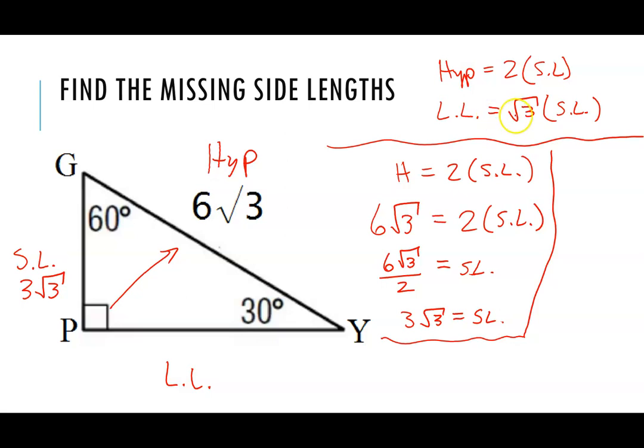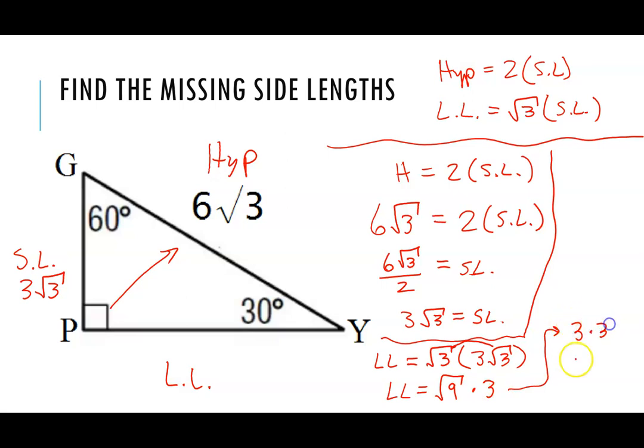The long leg is equal to the square root of 3 times the short leg. So long leg equals square root of 3 times the short leg, which we solved out to be 3 times the square root of 3. So once again, we have a couple square roots that need to multiply together. So the square root of 3 times the square root of 3 will create the square root of 9. And then we still just have this 3 on the outside. But really, the square root of 9 is 3. So the long leg in this case is just going to be 3 times 3, which equals 9.